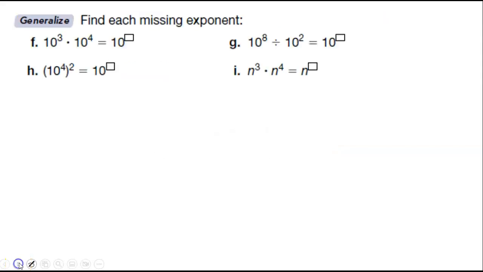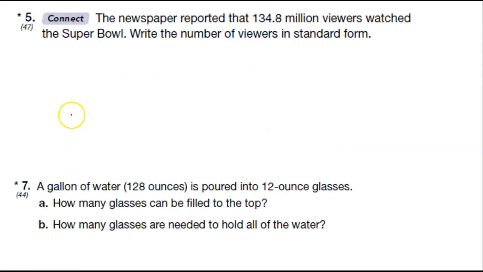So let's flip through the practice set, which I already did, and here's our first starred problem. The newspaper reported that 138 million viewers watched the Super Bowl. Write the number of viewers in standard form. So let's see, 138.0, that's thousand. That's million. That's standard form.